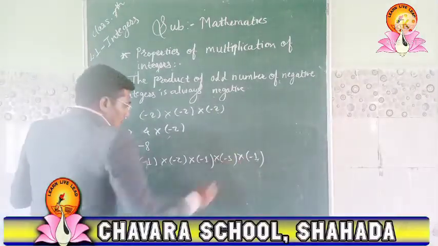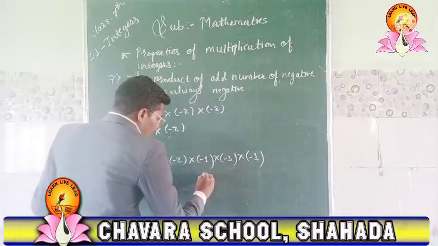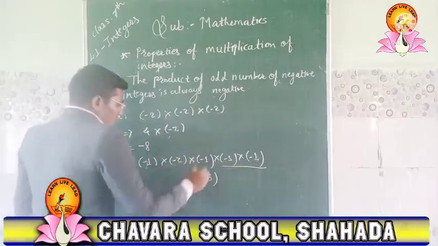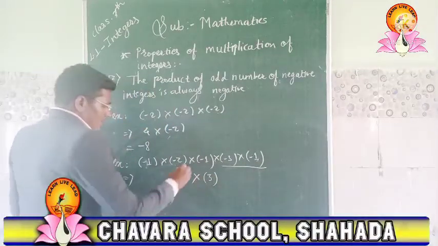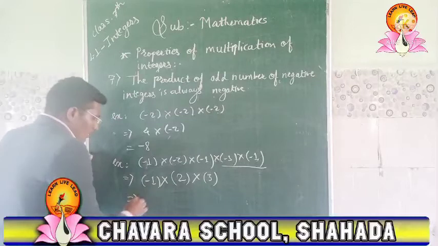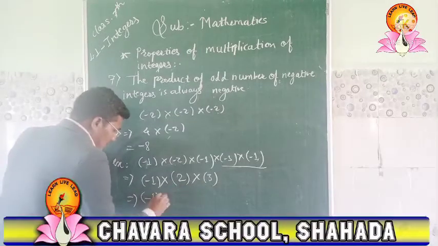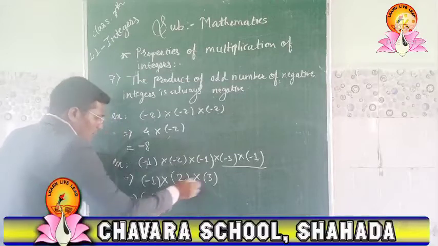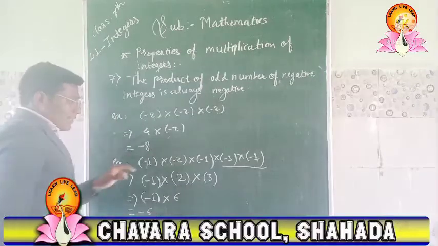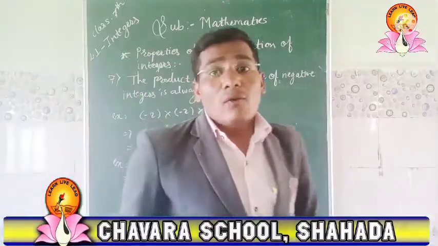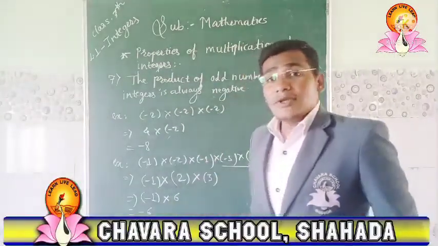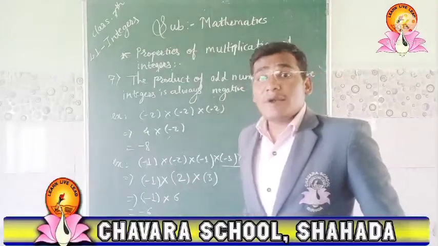-3 multiplied by -1 is what? 3. This is over. Let it be. Now -2 multiplied by -1 is 2. Now -1 remains. 2 3s are 6, positive multiplied by positive is positive. Now -1 multiplied by 6 is -6. From this example also we understand that whenever we multiply negative integers an odd number of times, the answer is a negative integer only, and hence this property is also proved.